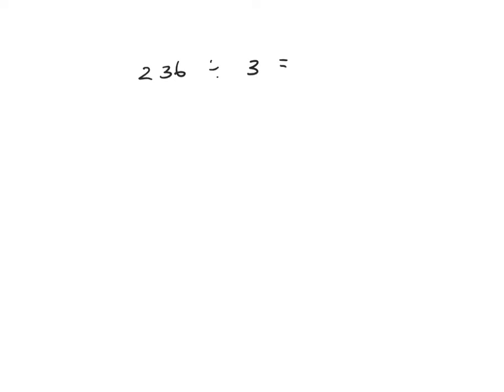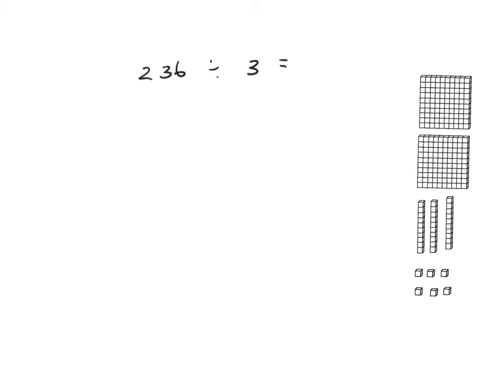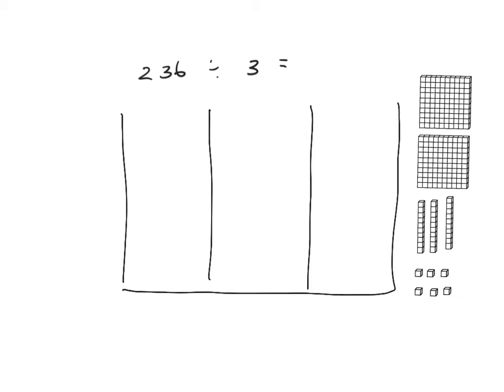So the first thing I'm going to do is model the dividend 236, because that is the number that I have. I'm trying to split that number into 3 equal groups. So out to the side you can see I have 2 flats for 200, 3 longs for 30, and 6 cubes for 6 ones. I'm now going to make an area where I can split these into 3 equal groups. So I'm just going to draw a little space right here where I can sort them into 3 equal groups.